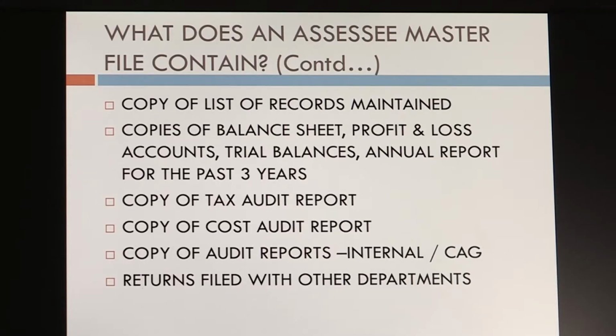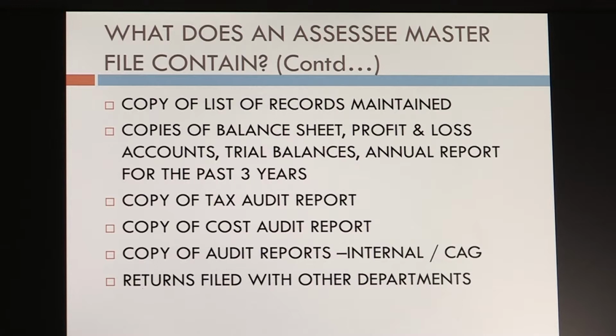Now part 3 of the assessee profile basically depends on the data which is available with regard to the hard copies of all the reports. Now, what are these reports? The first one is your list of records which normally the assessee would have filed with the department. The list of records is done both in the central excise regime as well as the service tax regime. Beyond this, there are other items like the balance sheet, the profit and loss account, the trial balance.